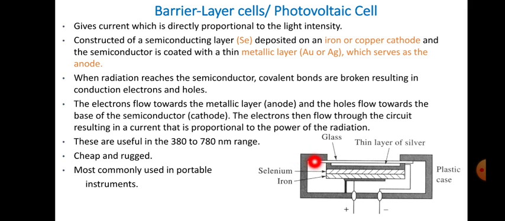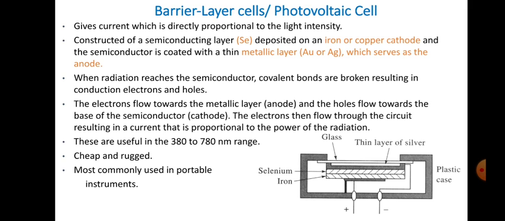You can see that we have selenium, and this selenium is sandwiched between a thin layer of silver and iron. Iron is at the bottom, on the top we have a thin layer of silver, and in between silver and iron there is selenium. These are connected to an electric circuit, the photocell having negative and positive terminals.